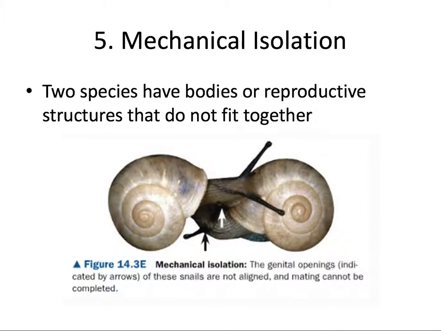And the last type is called mechanical isolation. This reproductive isolating mechanism involves two species that have bodies or reproductive structures that don't fit together. In some snail species, the direction of the shell coiling actually prevents two different species from being able to interbreed. And what's happening here is that the genital opening of one species is mismatched with the genital opening of the other species, so they can't reproduce with each other. So on this picture, even though they look super similar, this species is different from this species because they cannot interbreed due to differences in the location of their reproductive organs.